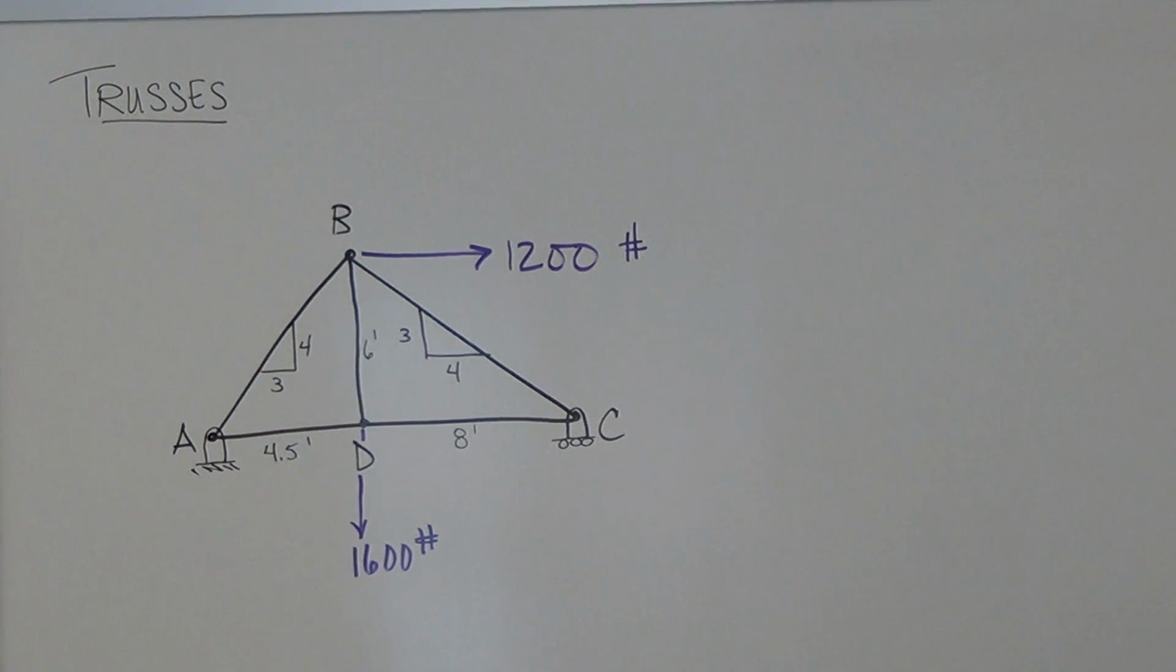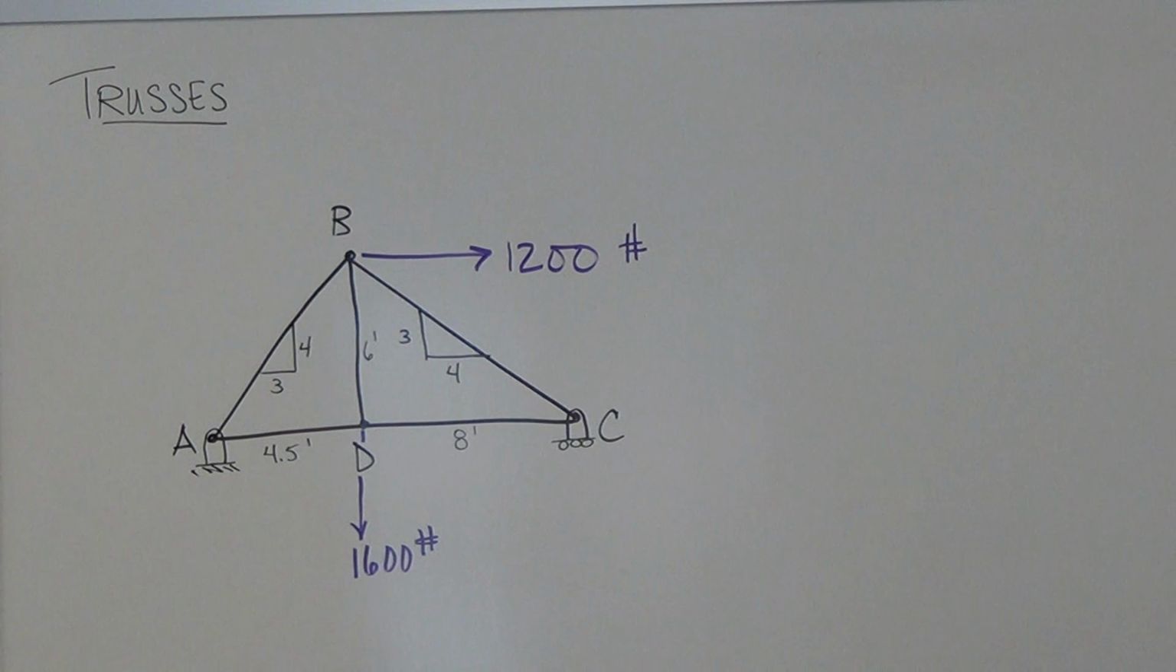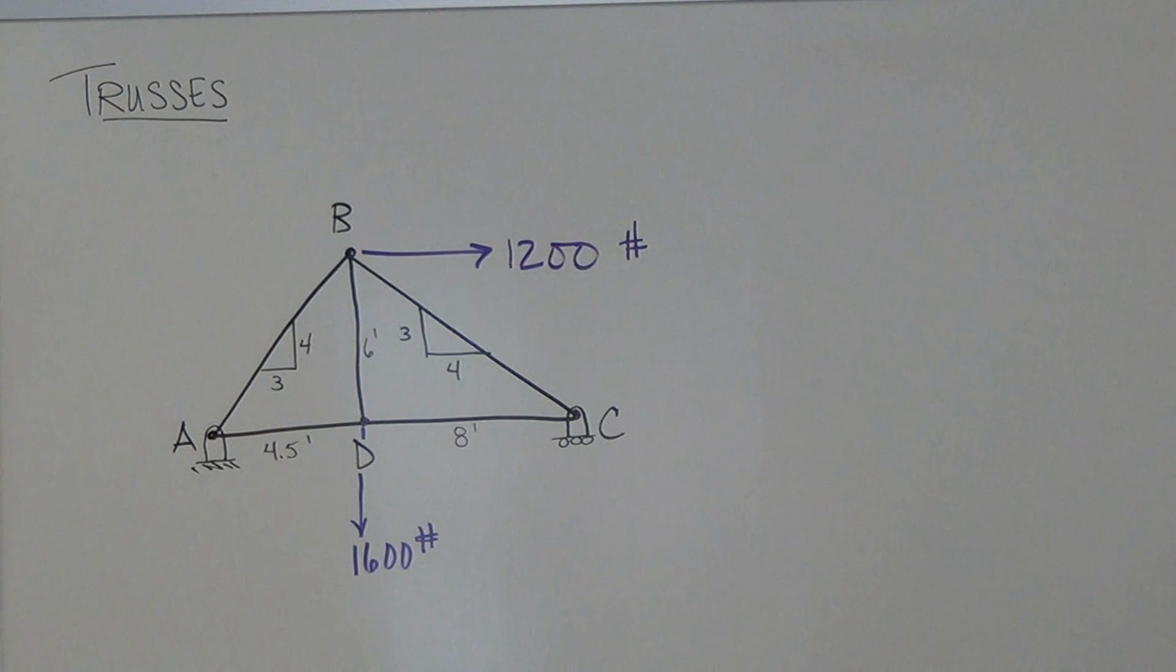Okay, so we've already looked at frames, and by being introduced to frames, we learned about two force members. And then the other thing we've also looked at is trusses, which have zero force members. So you've been introduced to the term two force members, and you've also been introduced to the term zero force members. So we're going to do two truss problems now, and there are two different ways that we could analyze trusses.